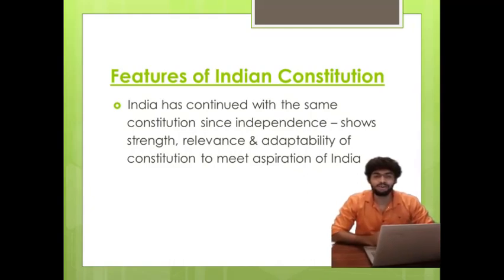While you write the answers on the Indian Constitution and its features, do write this point. It shows how the Constitution is relevant and it shows the very essence of the Constitution. So with this, we conclude the topic of the Indian Constitution and its features.